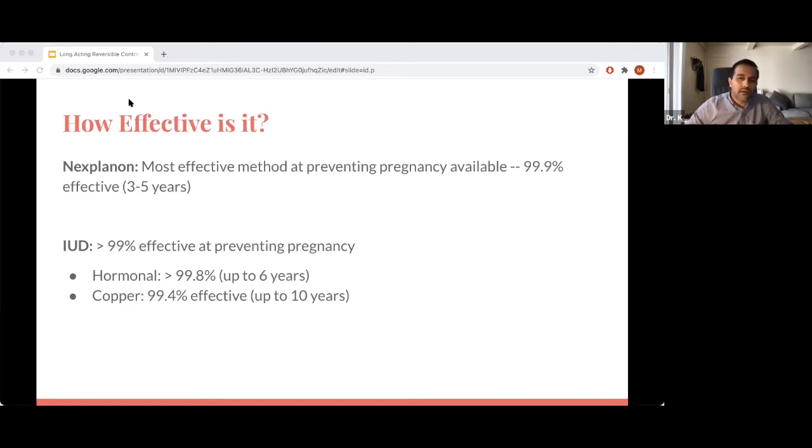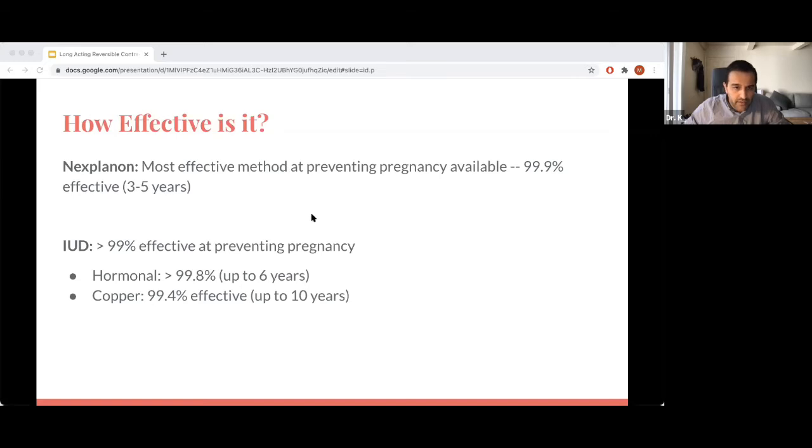So if you put it in the context of the last slide, you won't even have 1 out of 100 women getting pregnant in a year. It would have to be one step further. It'd be maybe 1 out of 1,000, which is a very, very effective way of preventing pregnancy if that's not something you want. The other ones are the IUDs, and they're both greater than 99% effective at preventing pregnancy.